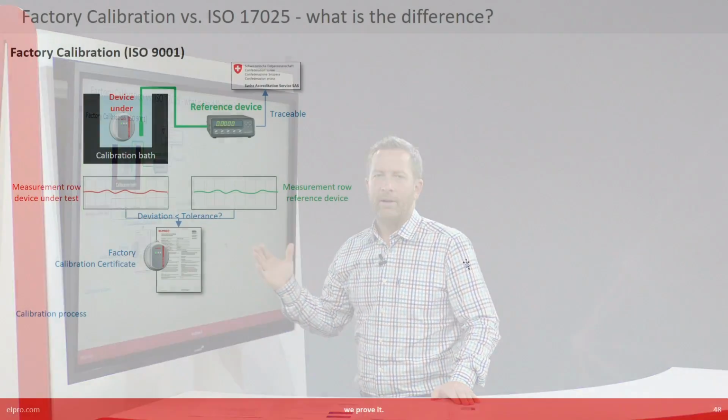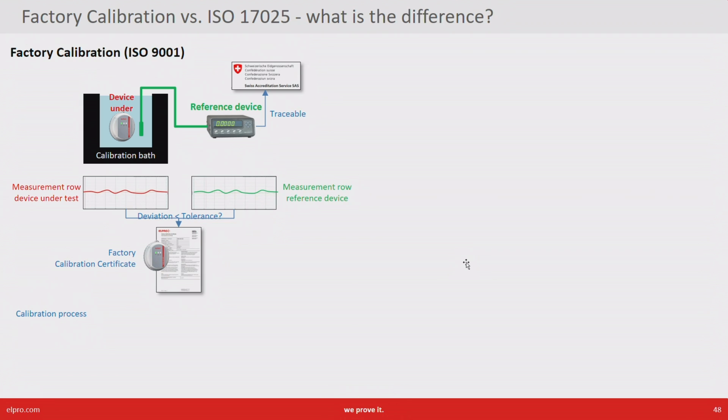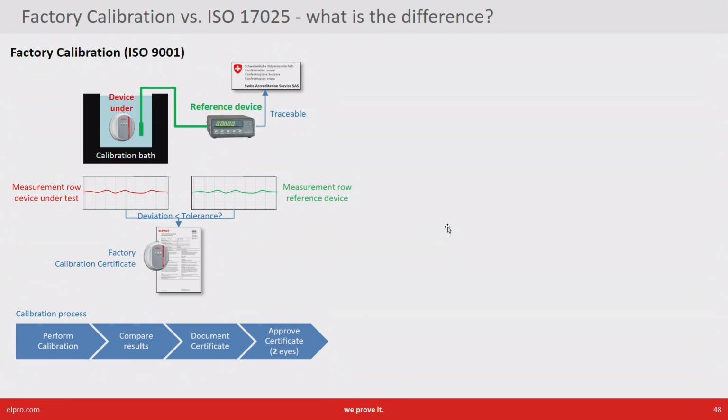Now, here I try to compare a standard factory calibration with an ISO 17025 calibration. What's the difference? Let's first look, on the left side, at the ISO 9001 factory calibration. Already described in previous videos, it's a comparison between a device under test and a reference device, and you compare the two measurement rows. If the deviation is smaller than the tolerance, you issue the certificate. It's a very simple process. You perform the calibration, compare the results, document it in the certificate, and then you have an approval by the 2-eyes principle.